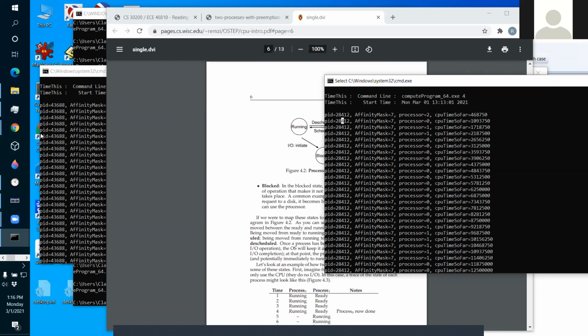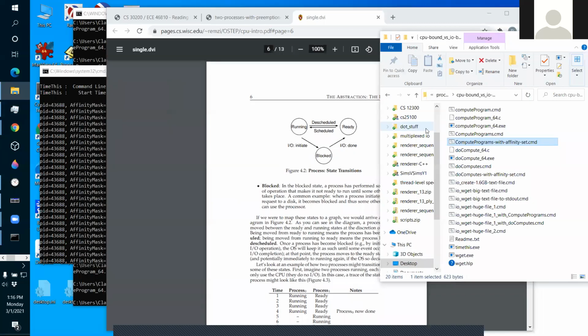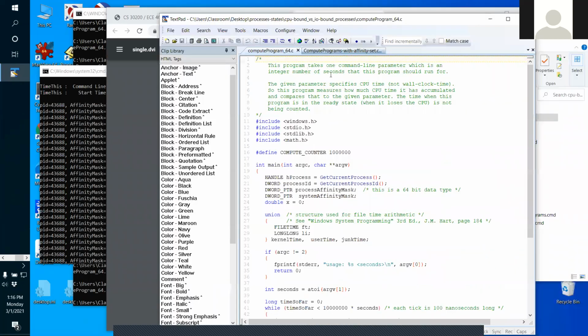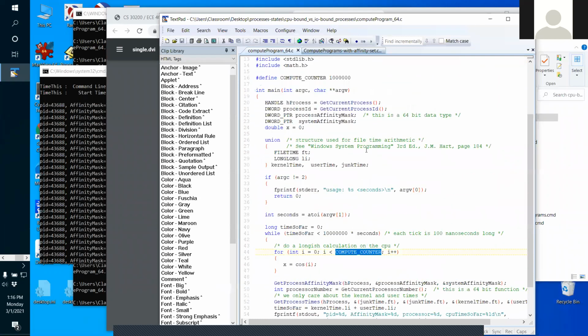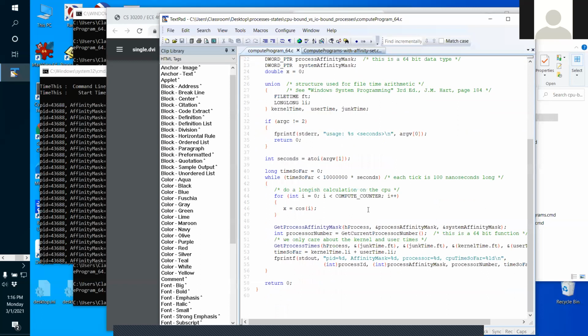If you look at the code, what the code does to run on the CPU is a big for loop of cosines. Cosine's a kind of complicated floating point operation. I have this thing called compute counter, which you can set. Right now, it's set for 1 million calls to cosine. So it does 1 million calls to cosine. Then it does the sample.